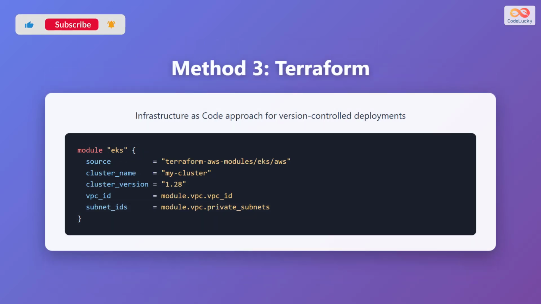The third method uses Terraform for an infrastructure as code approach. Terraform allows you to version control your infrastructure and create reproducible deployments. Using the Terraform AWS EKS module, you can define your cluster configuration in a declarative way. You specify the module source, cluster name, cluster version, VPC ID, and subnet IDs. Terraform modules simplify the process by providing pre-built, tested configurations. This approach is particularly valuable for production environments where you need consistent, auditable infrastructure deployments.